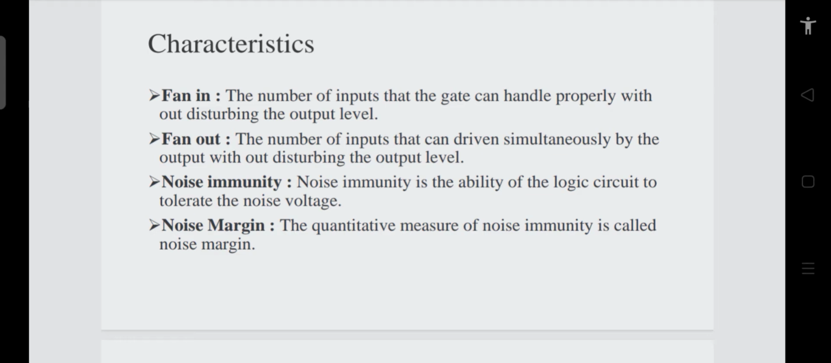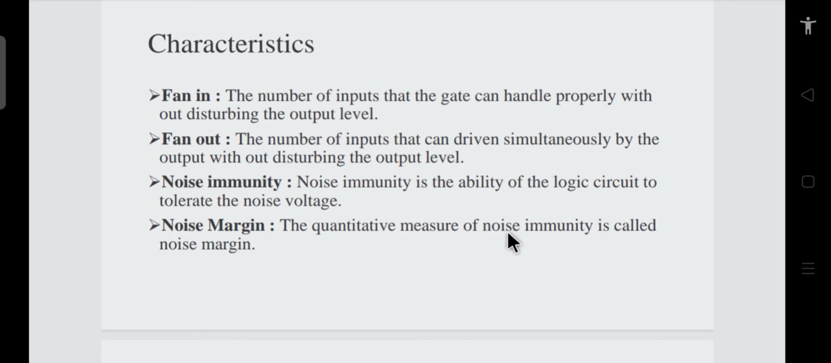But it is not like that we can apply any number of inputs. There is a limitation because of the current driving capabilities of one circuit, or one gate. So if you connect multiple gates which do not satisfy your fan-in criteria, then you may overload the circuit, or you may not be able to properly drive the circuit.